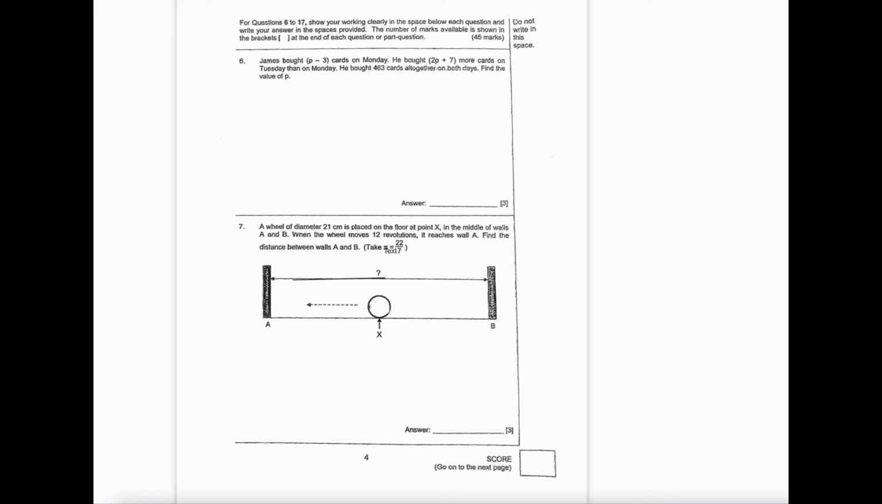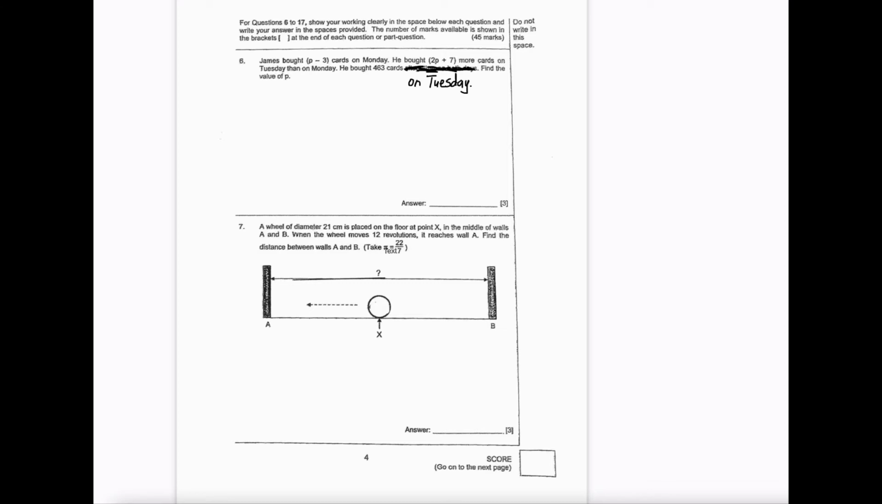Okay, for question 6, James bought P minus 3 cards on Monday. He bought 2P plus 7 more cards on Tuesday. Then on Monday, he bought 463 cards. There's something wrong with the question. It's not all together on both days. Okay, it's on Tuesday only. So please take note when you do this paper. Find the value of P.